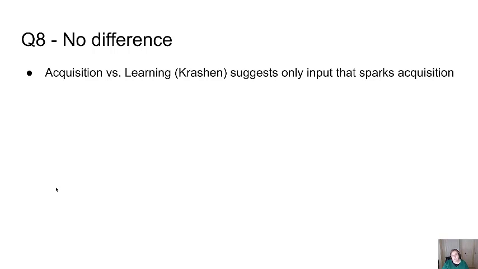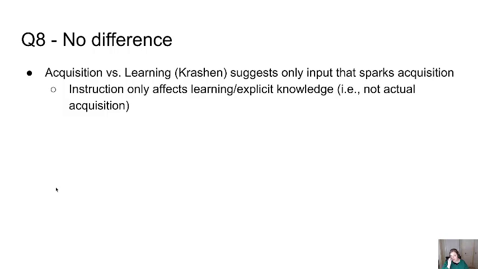Right? He talks about the monitor being like when you're writing, you go, "Ooh, that's spelled wrong," and you fix it. That's what learning is to him. An acquisition is online language use. So Krashen would say instruction only affects learning, explicit knowledge, not your actual acquisition. So in Krashen's mind, it wouldn't be useful.